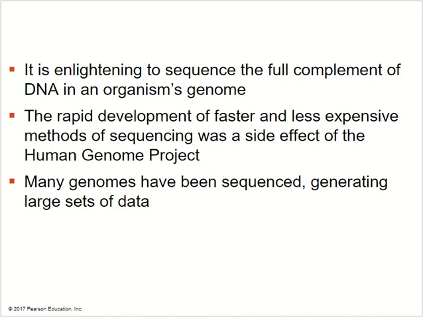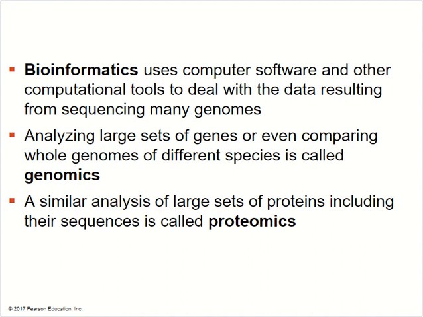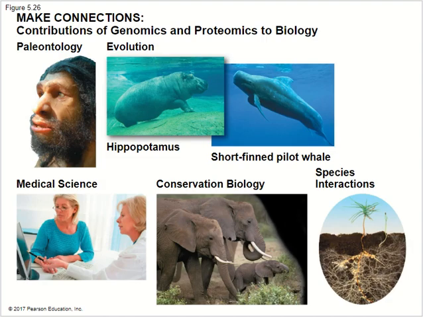It is enlightening to sequence the full complement of DNA in an organism's genome. The rapid development of faster and less expensive methods of sequencing was a side effect of the Human Genome Project. Many genomes have been sequenced, generating large sets of data. Bioinformatics uses computer software and other computational tools to deal with this data. Analyzing large sets of genes within a species and across separate species, or even comparing whole genomes of different species, is called genomics. A similar analysis of large sets of proteins and their sequences is called proteomics, which is useful for making valuable connections that can then be used in different studies.